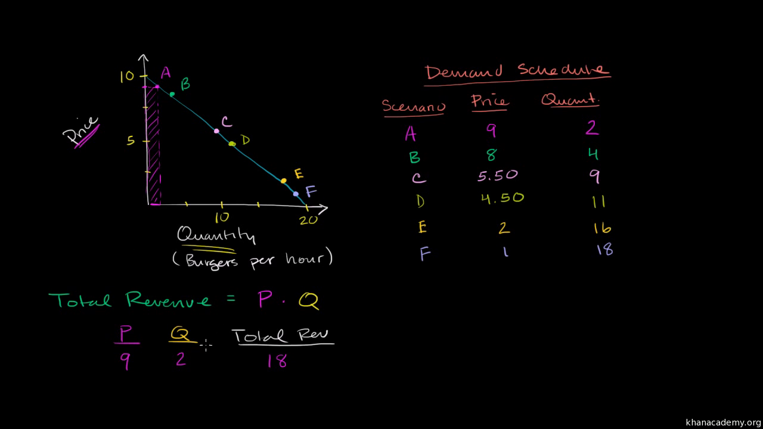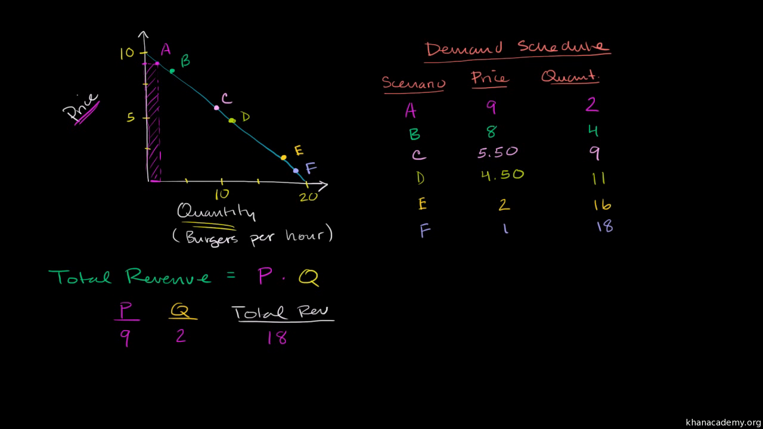Now let me do a couple of them just to really make it clear for us. Let's try point B. At point B, our price is 8 and our quantity is 4 burgers per hour. Our total revenue is going to be 8 times 4, which is $32 per hour. And once again, you can see that visually. The height of this rectangle is 8, and the width is 4. The total revenue is going to be the area, the height times the width, just like that.